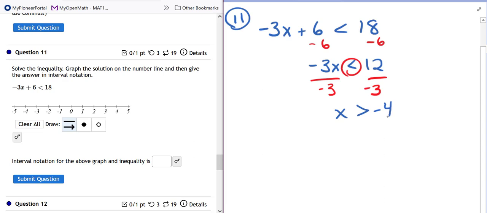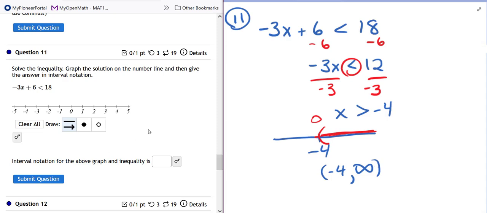They want a graph, and then they're going to ask us for interval notation. So for our graph, negative 4, we want x to be bigger than that, and there is no equals. So a parentheses, and in the software, an open circle. Interval notation will leftmost point is negative 4, and it will go forever to the right. Infinity always gets a parentheses.